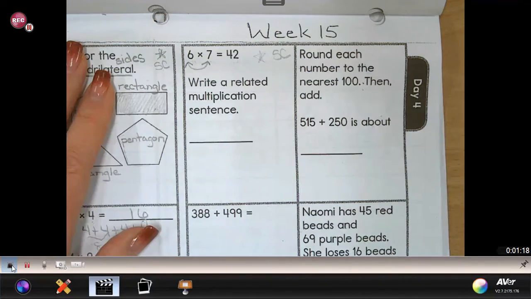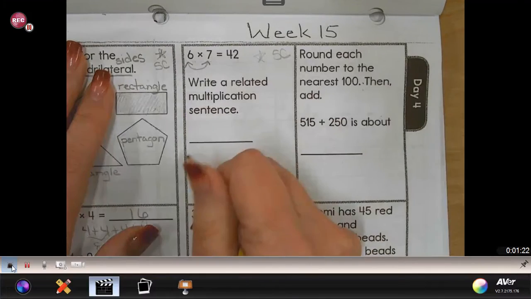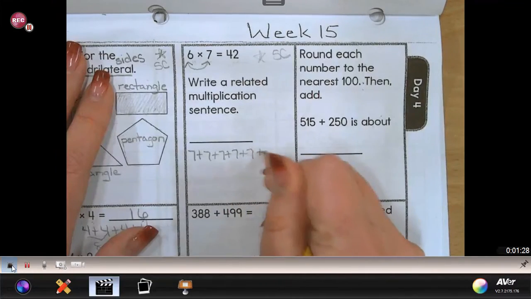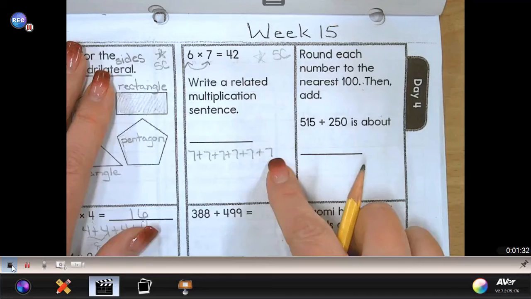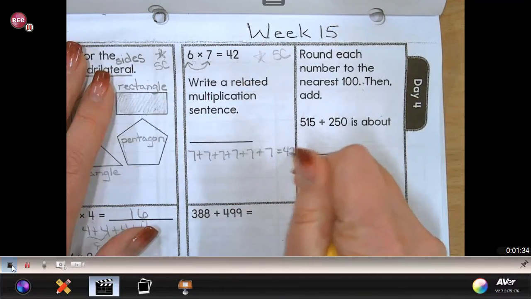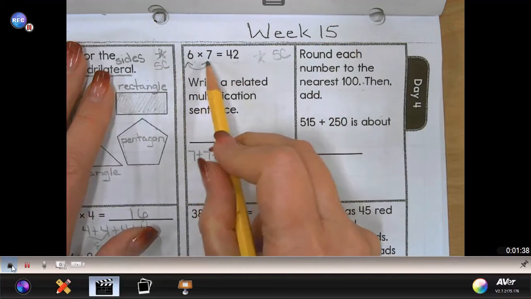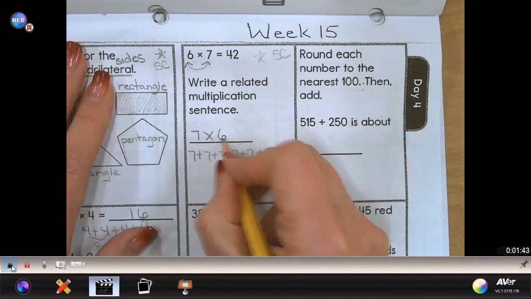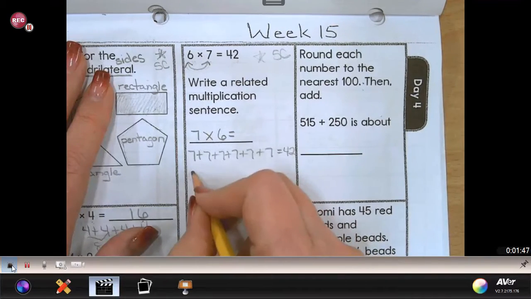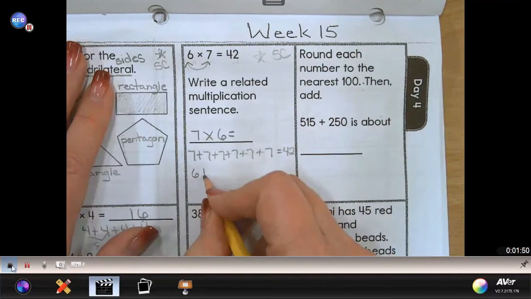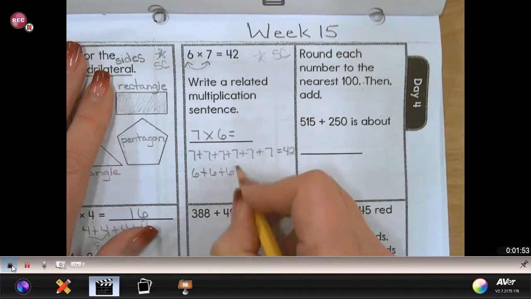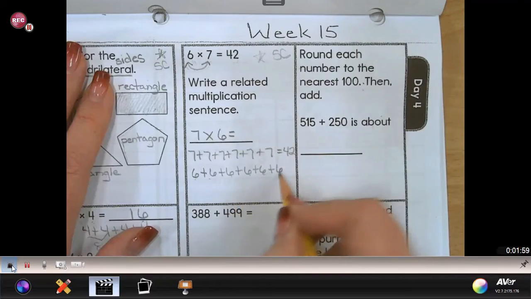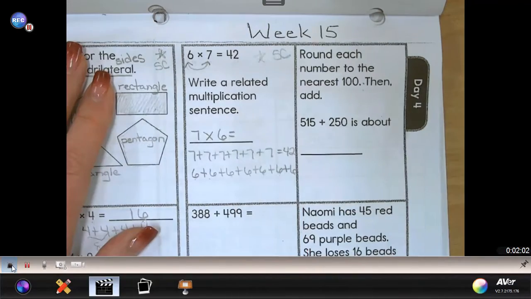the same. So if I add 6 groups of 7, which would be 7 plus 7 plus 7 plus 7 plus 7, we are going to add these up and it should equal 42. Now, the same thing is true if I switch these factors. So if I switch these factors, now my addition sentence looks like this. 7 groups of 6. So it'd be 6 plus 6 plus 6 plus 6 plus 6 plus 6, 1, 2, 3, 4, 5, 6, plus one more group of 6. That should be 42.